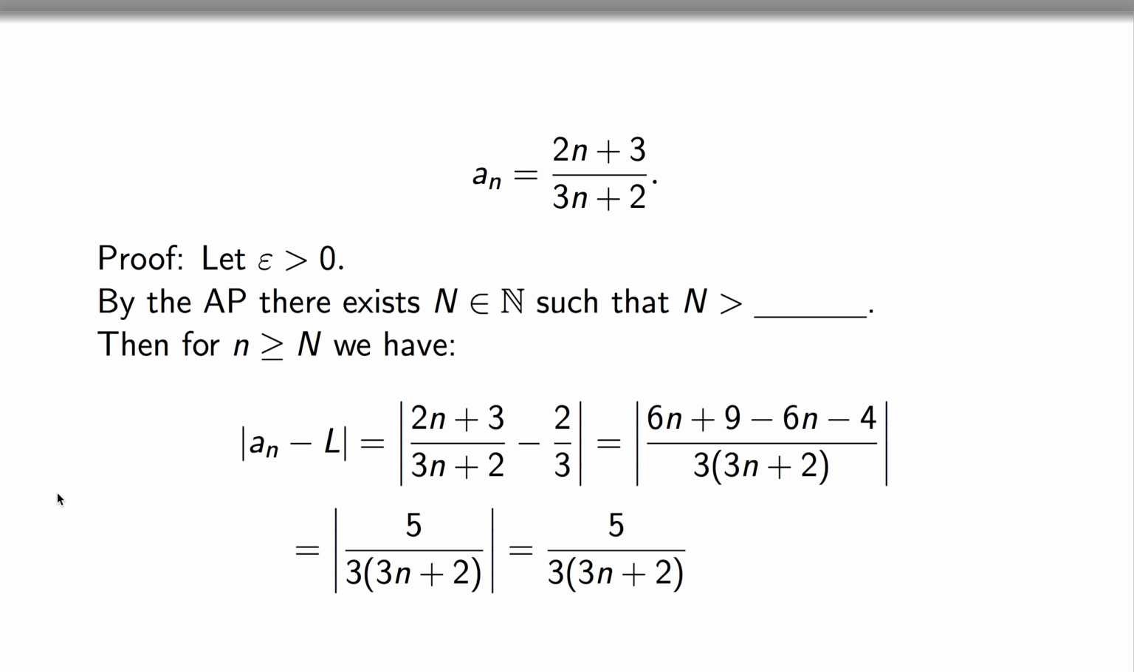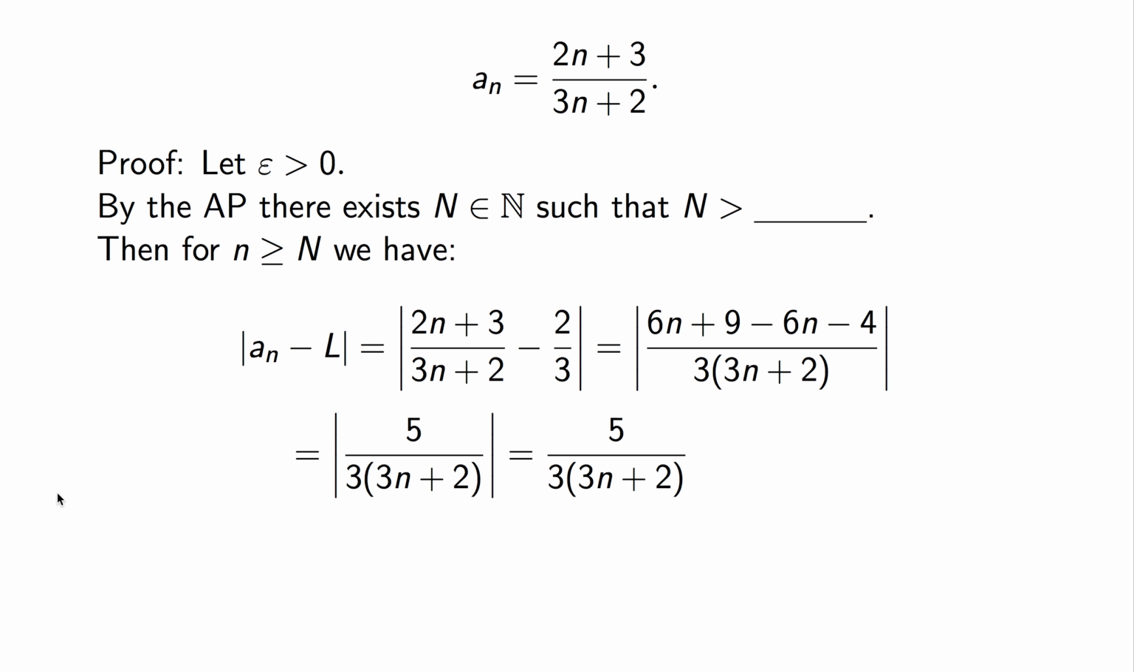So let's go ahead. What I've done here is simplify a little bit. I've not changed anything up top, but I've filled in a sub n minus L. I've just put the formula down for the sequence and then subtracted off the limit. I've done some algebra, and once I simplify everything, I get 5 over 3 times 3n plus 2 in the denominator. The nice thing about this problem is that the absolute value just goes away. So the absolute value of this fraction is just 5 over 3 times 3n plus 2.